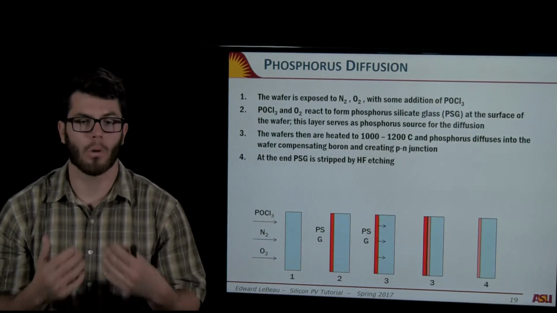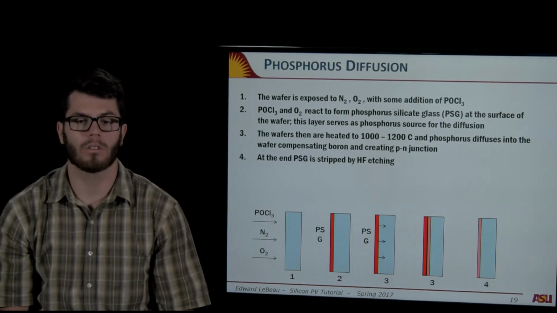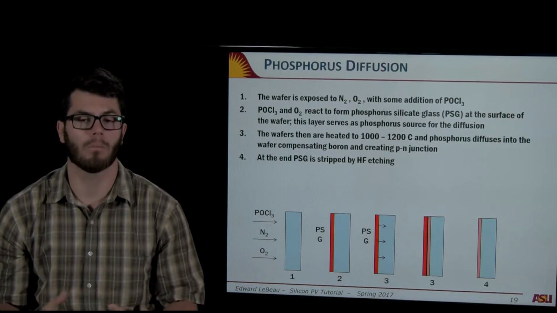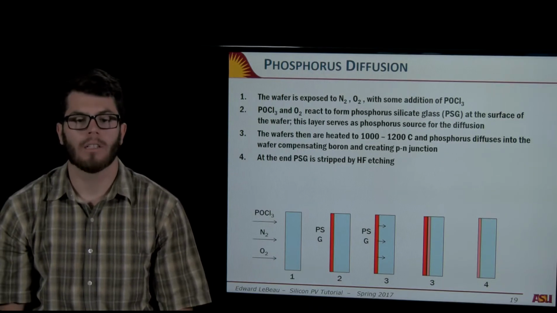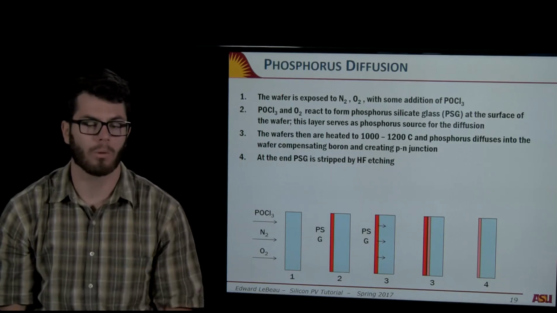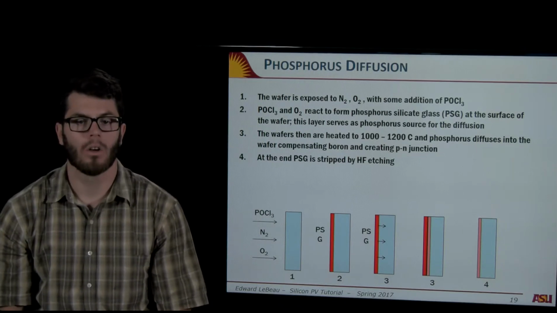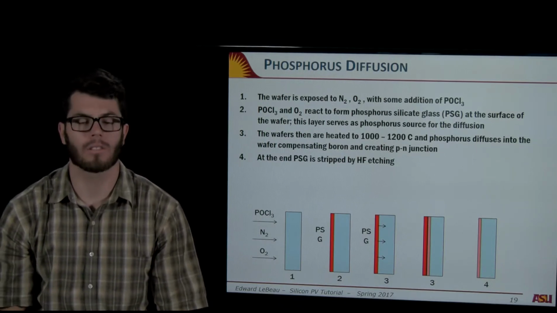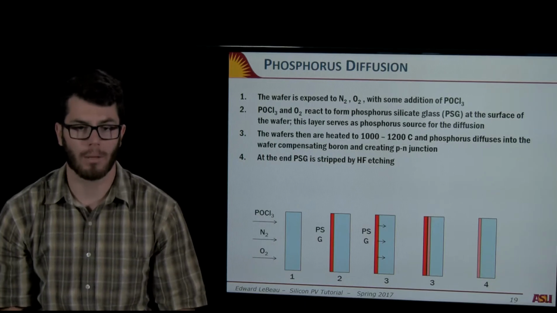Then what? Now we need to dope it. So what happens? We put the wafers inside of a tube, basically, and we run nitrogen and oxygen over it, and then some POCl3, and that begins to react, and you have a thing called phosphosilicate glass that forms on your wafer. So if you look at the bottom there, step 1, we run those 3 gases over. Step 2, we form a PSG. And then we heat the wafers way up at 1,000 to 1,200 degrees C, again, right, very hot. And this causes the phosphorus to diffuse into the silicon, creating a p-n junction.